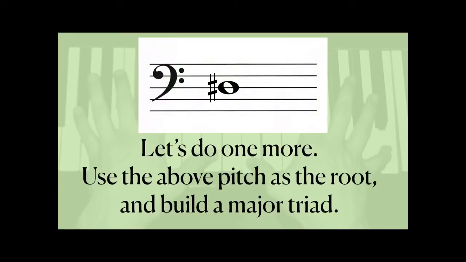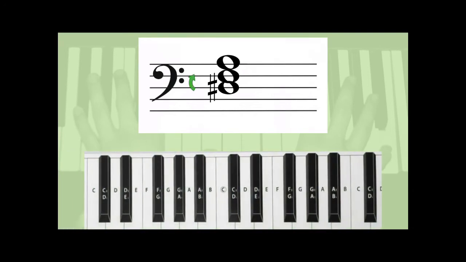Let's do one more. Using the above pitch as the root, build a major triad. We start with our snowman, we bring in our keyboard, we calculate the first third being 4 half steps up. It looks like a G, but it's some kind of F. So what kind of F is it? Well, remember, when you take an F and you go up 1 chromatic half step, you arrive at an F sharp. And 2 chromatic half steps up is an F double sharp.